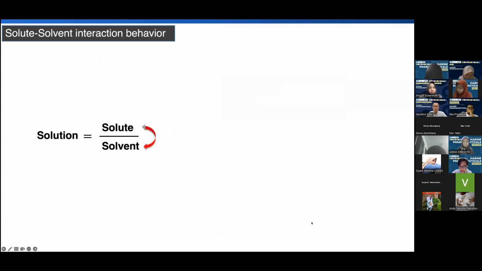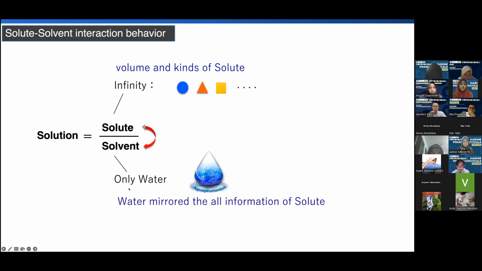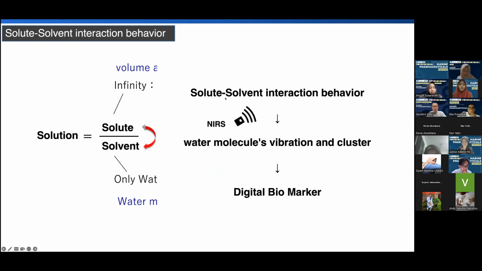Mostly scientists focus on the solute, with so many kinds of solutes, but the solvent is only water. So it is very useful to get information, because water mirrors all of the information of the solute. However, how do we find the different water conditions? Today I introduce that solute-solvent interaction behavior can be detected using near infrared spectroscopy, which is useful for detecting water molecule vibration and clustering. So maybe near infrared spectroscopy is very useful for developing digital biomarkers.